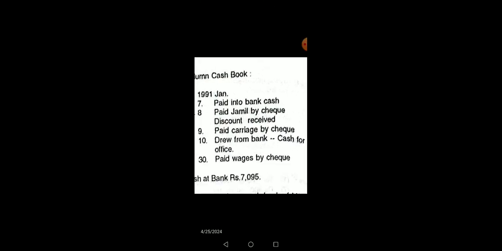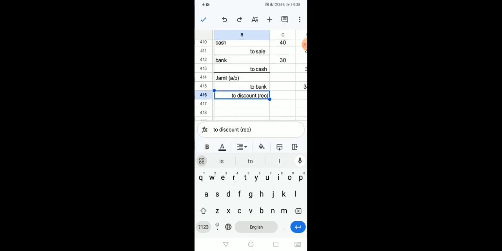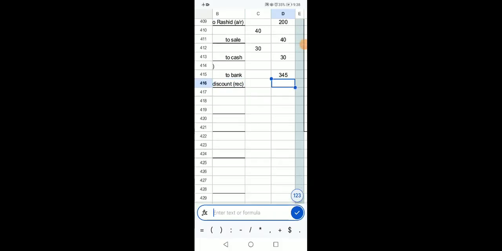The other thing which is mentioned is you have received discount. When you are receiving discount, it is in your benefit, it is your income. Income should be mentioned on the credit side, so you will mention discount on the credit side as you are receiving discount. So we have mentioned received beside discount. How much is the discount? I hope you can see that the discount amount is 5. So you will mention 5 in front of discount as it is credited. So you will write the amount on the credit side.